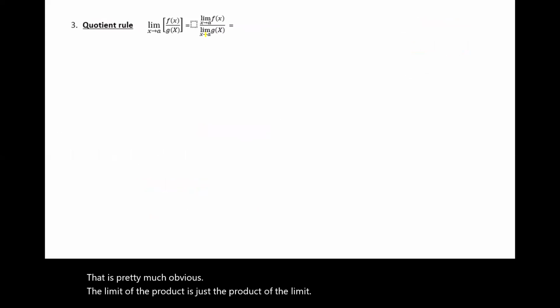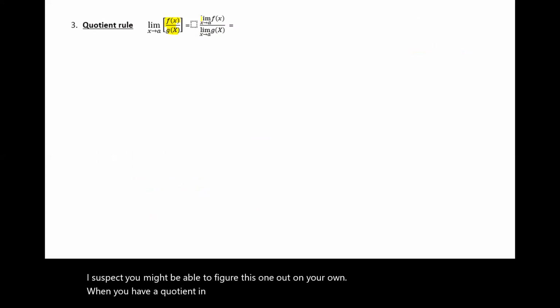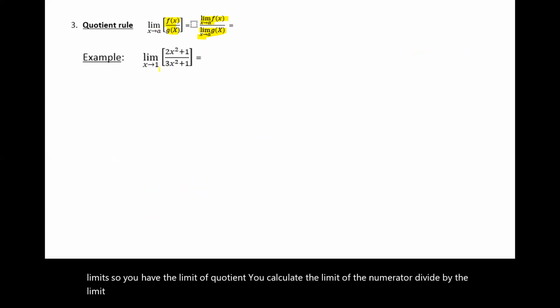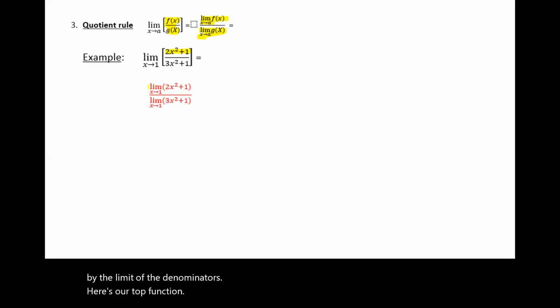Let's try another one. Quotient rule. I suspect you might be able to figure this one out on your own. When you have a quotient and you're calculating its limit, you take the limit of the quotient of the limits. So you have the limit of a quotient, you calculate the limit of the numerator, divide by the limit of the denominator. Example, here's our top function, calculate its limit.